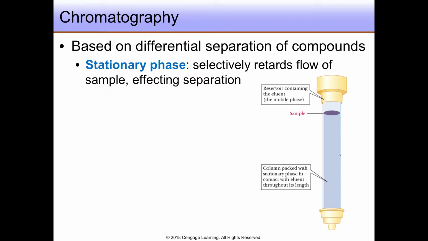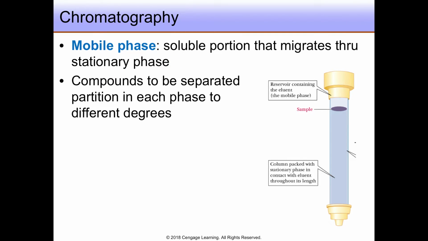Chromatography in general has to do with the differential separation of compounds based on partitioning between two phases. The stationary phase is intended to be selective in retarding the flow of the sample, contributing to the separation of components. The mobile phase is the liquid portion that migrates through the stationary phase. Compounds to be separated partition into each of these two phases to varying degrees, and this accomplishes the separation.